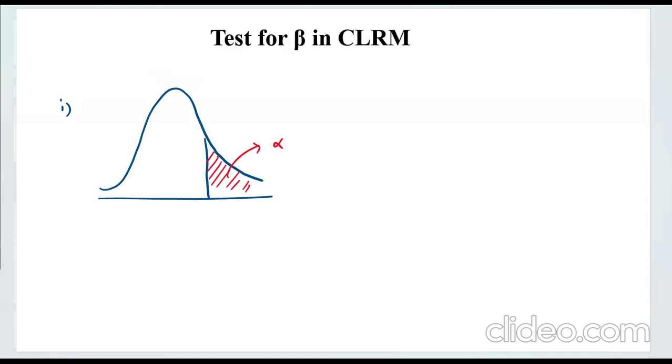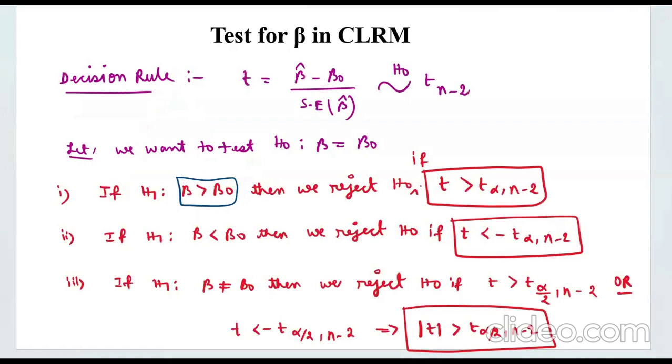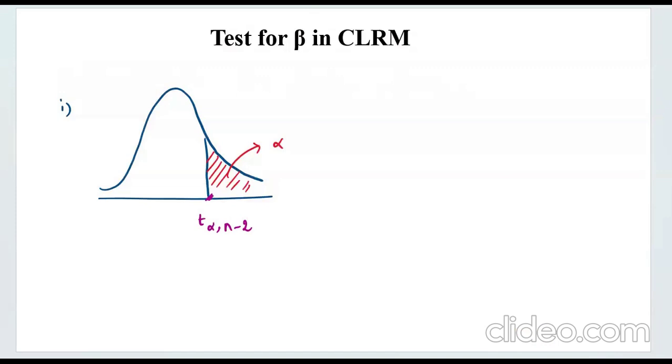Now what I am saying is that this value is T alpha, n minus 2. Now what is the rejection rule? If the calculated T value is greater than this quantity, if your calculated T value lies anywhere in this particular region, then you will reject it, right? So this is a simple first case.